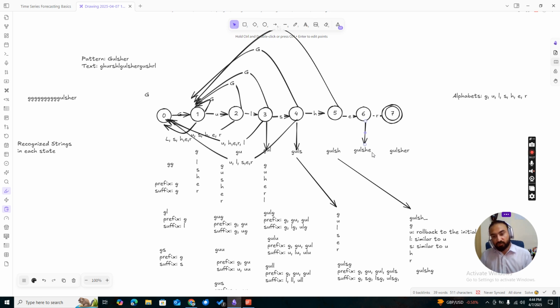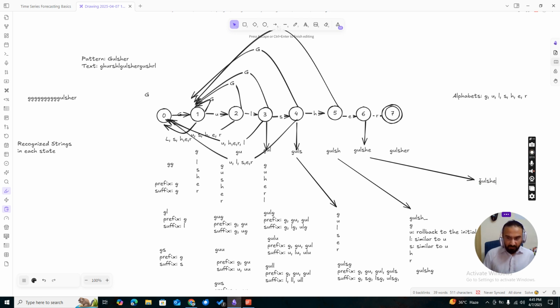We need to study the next possibility. The next correct possibility is R, and on this we will transit from the sixth state to the seventh state, and our pattern will get recognized because this is the final state, right? And I hope it will be clear now to you. But let me do an example here. The string recognized within the sixth state is GULSHE. It is recognized. If R occurs, we will transit to the seventh state, which is the final one.